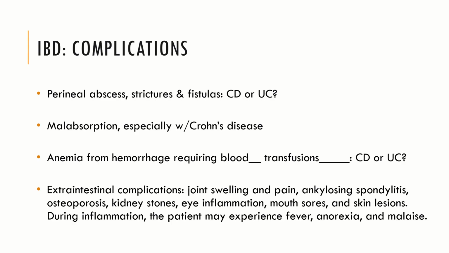Alrighty, complications of IBD. A couple of the big ones that I just want to touch on. So perineal abscesses, strictures, or fistulas, CD or UC, probably going to be more common with CD. Malabsorption, especially with Crohn's disease. Anemia from hemorrhage requiring blood transfusion, CD or UC, probably going to be more of that UC because of those frequent bloody stools. We're going to need to go in and replace the blood.